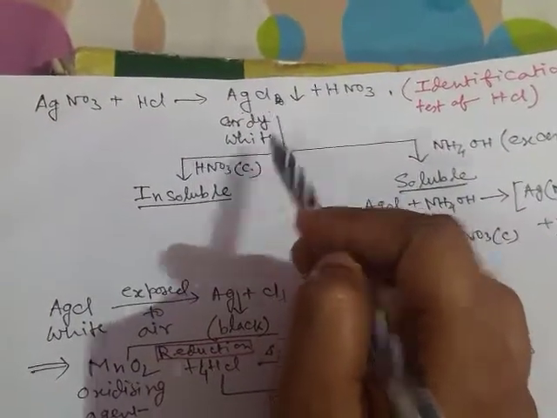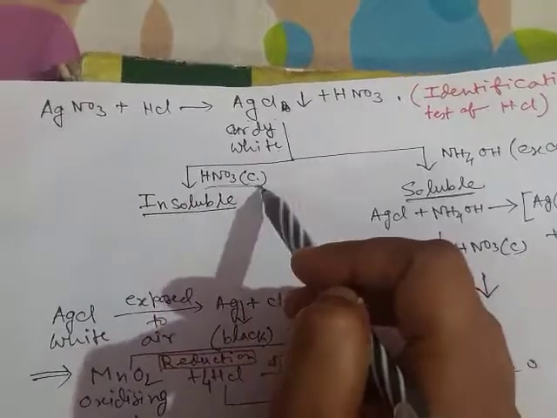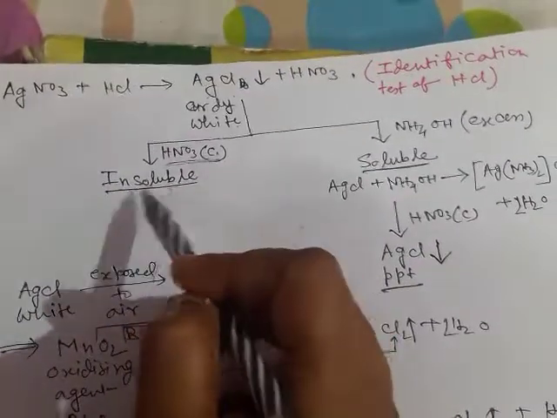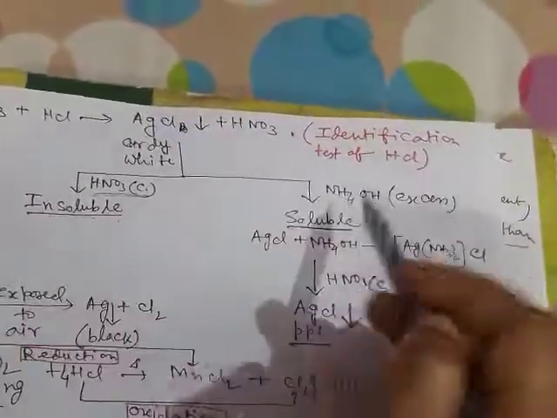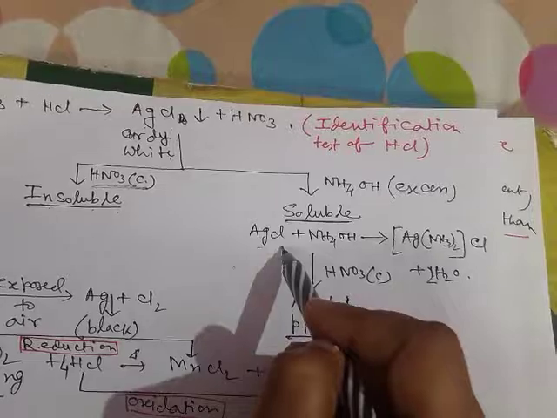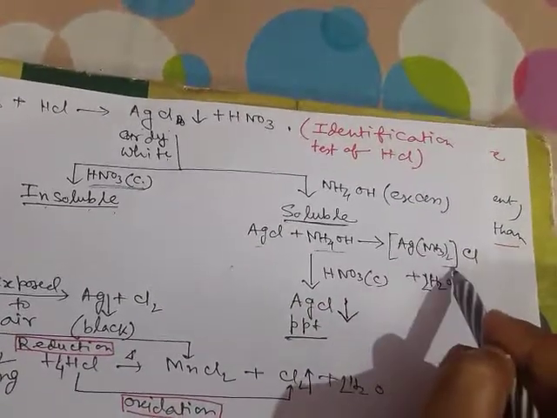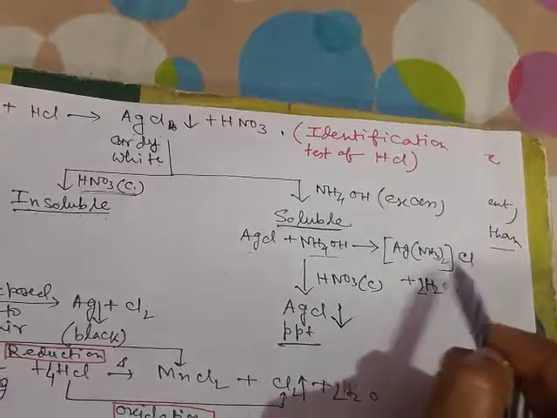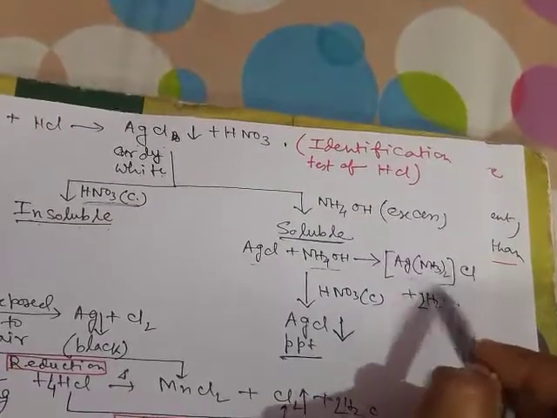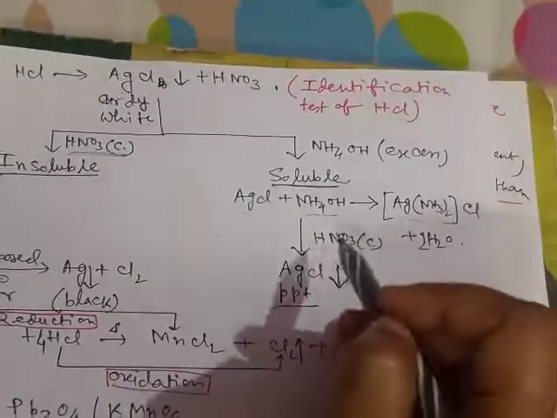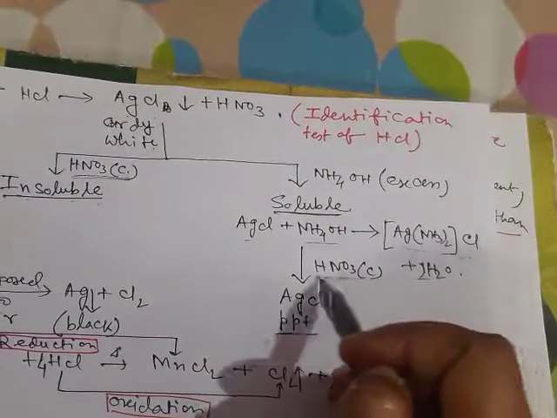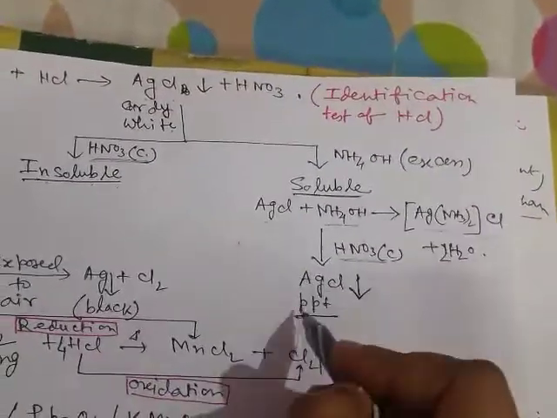If you add excess concentrated nitric acid, this precipitate remains insoluble, whereas if you add excess ammonium hydroxide, the precipitate becomes soluble, because silver chloride in presence of ammonium hydroxide forms diamminesilver chloride. This is a complex salt and it is soluble. So the precipitate becomes soluble in excess ammonium hydroxide, and if you again add concentrated nitric acid, from this soluble salt we will get silver chloride as precipitate.